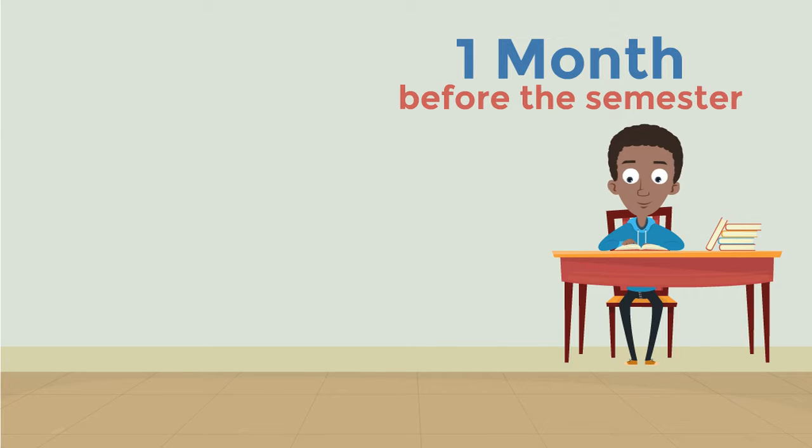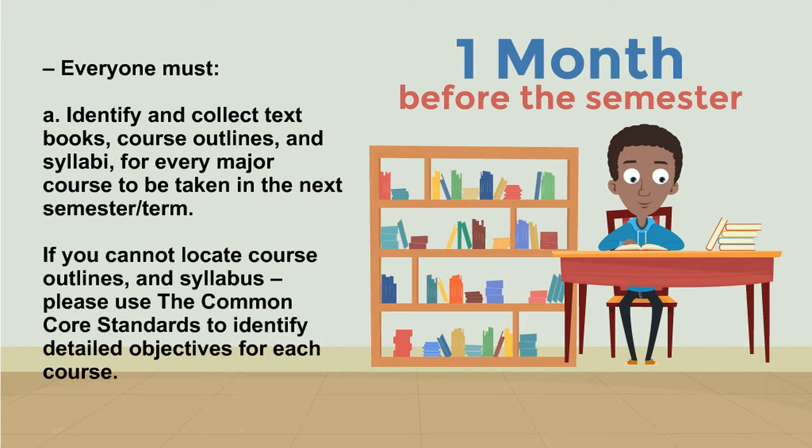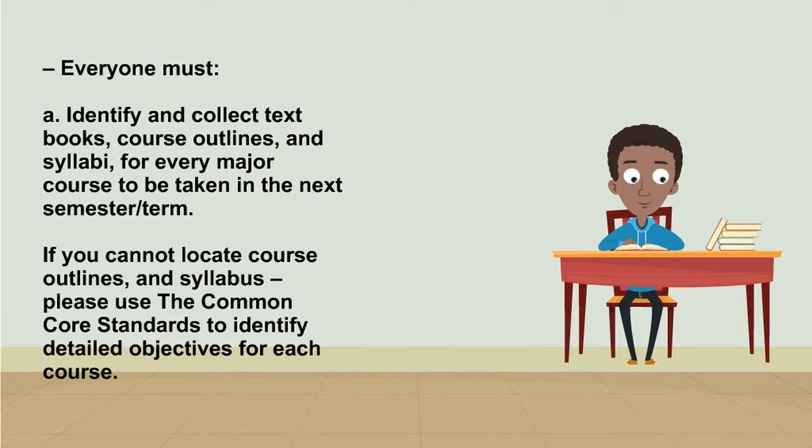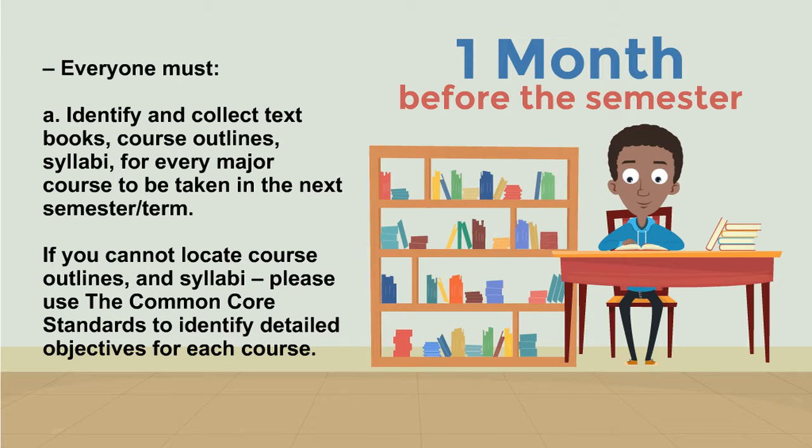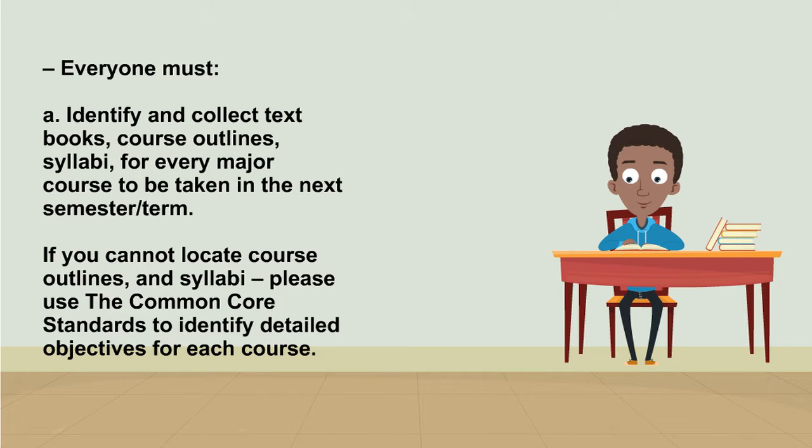One month prior to the next semester, everyone must identify and collect textbooks, course outlines, and syllabi for every major course to be taken in the next semester or term. This includes English, math, science, reading, history, ELA, economics, computer science, and other subjects. If you cannot locate course outlines and syllabi, please use the Common Core standards to identify detailed objectives for each course.